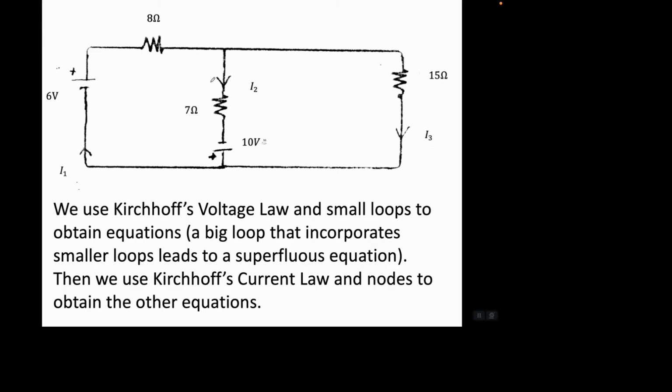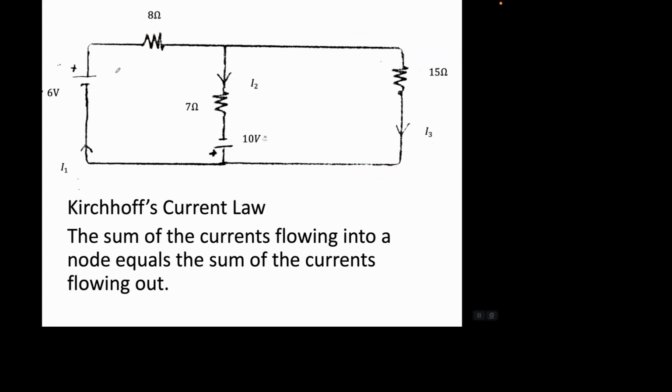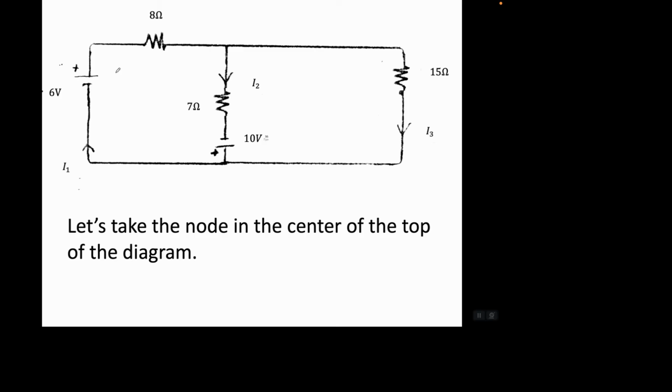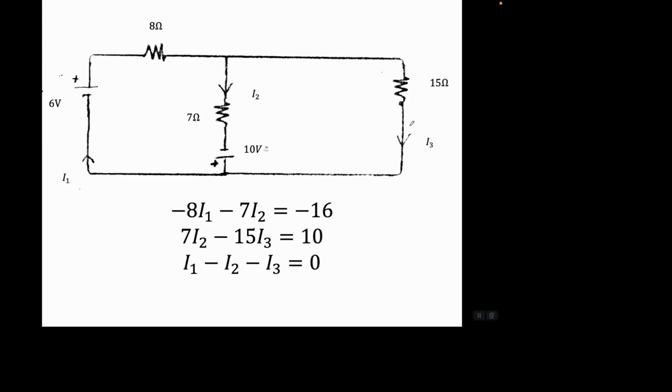We use Kirchhoff's voltage law in the small loops to obtain equations. A big loop, like if we did this one, just incorporates the smaller loops, and it leads to a superfluous, an unnecessary equation. Then we use Kirchhoff's current law and nodes to obtain the other equations. Kirchhoff's current law: the sum of the currents flowing into a node equals the sum of the currents flowing out. Let's take the node in the center of the top of the diagram. I1 equals I2 plus I3. The only current flowing in is I1, and the only currents flowing out are I2 and I3. So I1 equals I2 plus I3. What goes in must come out.